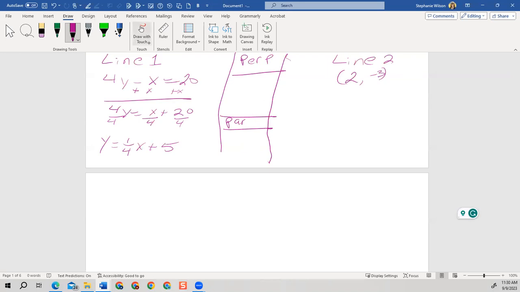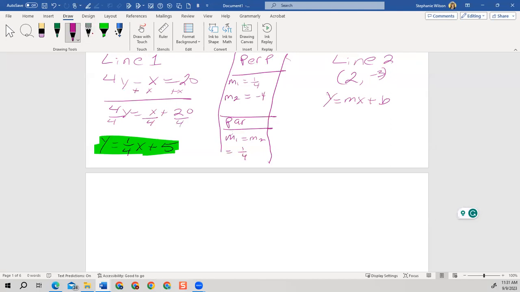So that's line 1. I'm going to highlight it just so I can see it. Let's come over here to line 2. All they gave us was 2 comma -3. So we got some work to do. We need to know what my slope is in order to figure out the rest, right? So if it's perpendicular, then we know that line 1 here is equal to that 1/4, and that means line 2 is equal to -4. If it's parallel, then line 1 equals line 2, which is equal to that 1/4.